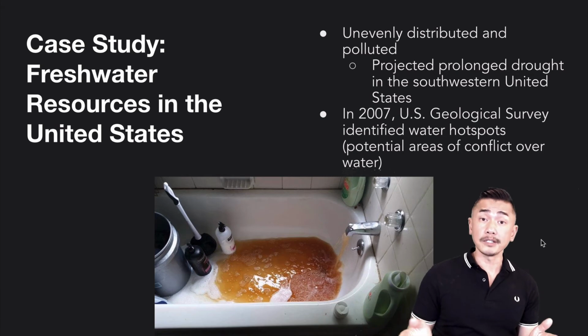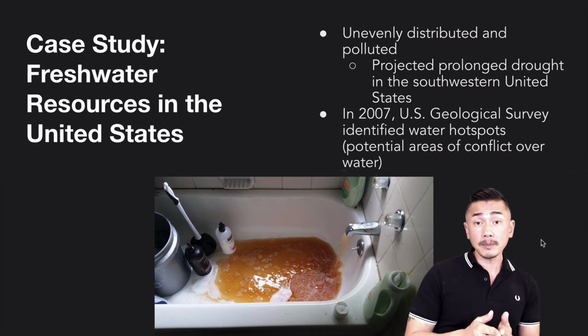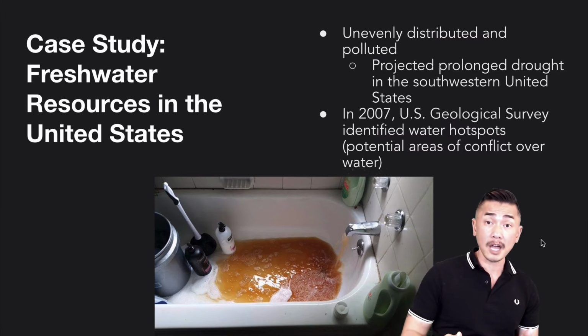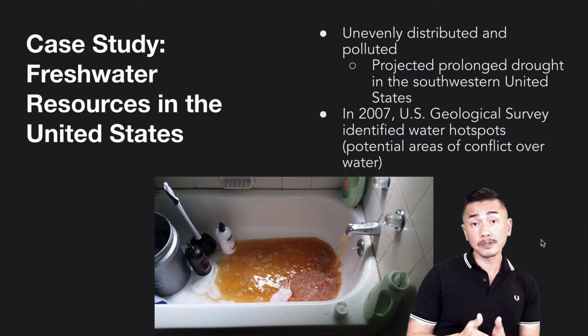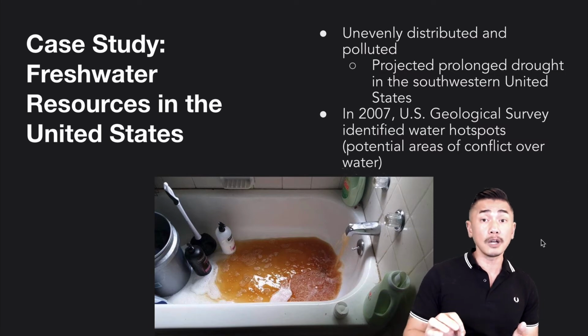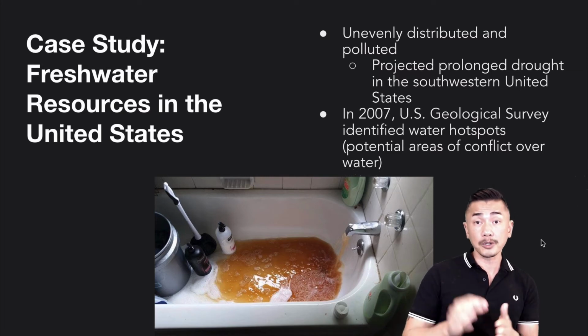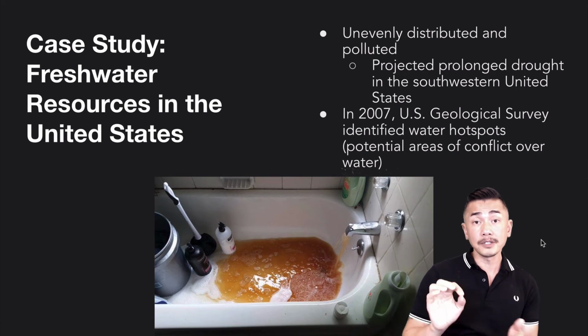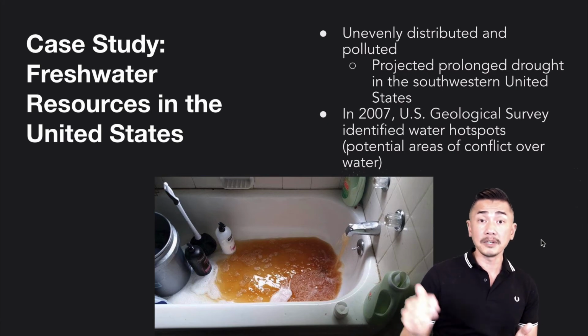In the United States, we also see that fresh water is unevenly distributed and polluted. Climate change models project prolonged drought in the southwestern United States, including here in California. In 2007, the United States Geological Survey identified water hotspots, or potential areas of conflict over water. In the photograph on this slide, you can see the bathtub being filled with polluted water in Flint, Michigan.